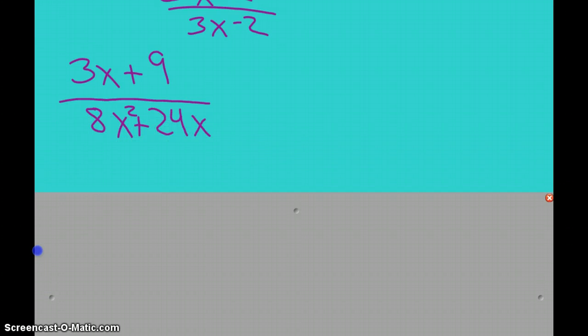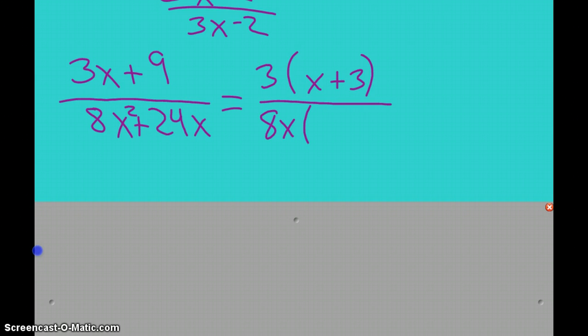In our next example, we have 3x plus 9 over 8x squared plus 24x. Whenever I see these plus and minus signs, I'm always going to start by factoring. I'm just going to say, what happens if I divide a common factor out of the top and bottom? On top, that common factor is 3. So I get 3 times x plus 3. On bottom, I can divide an 8x out of both 8x squared and 24x, which gives me 8x times x plus 3.